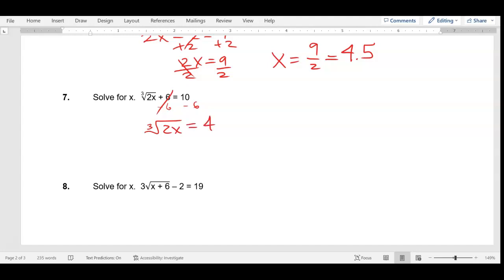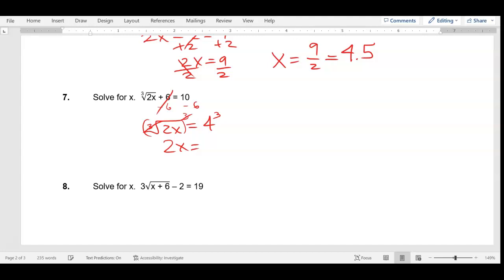by doing the opposite. Since the radical is by itself, the opposite of cube root is cubed. So I cube both sides. Cube root and the cube cancel out.